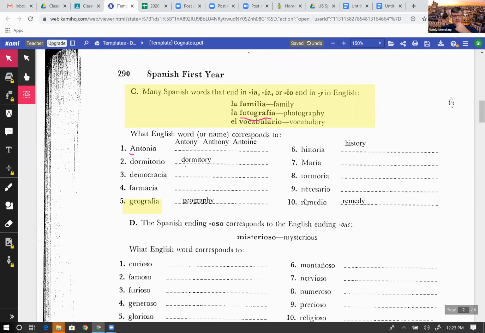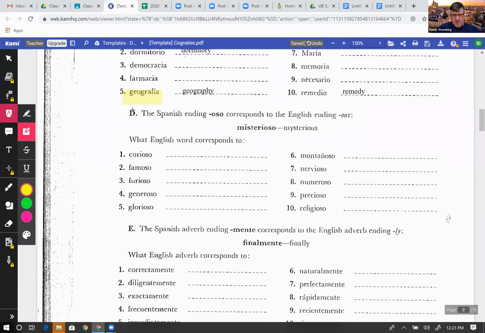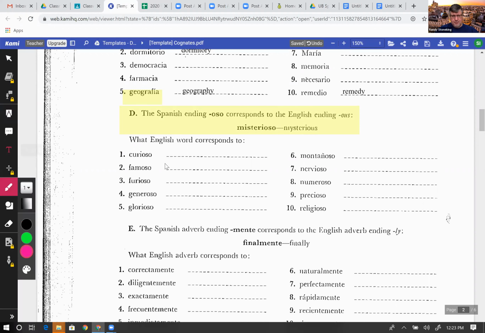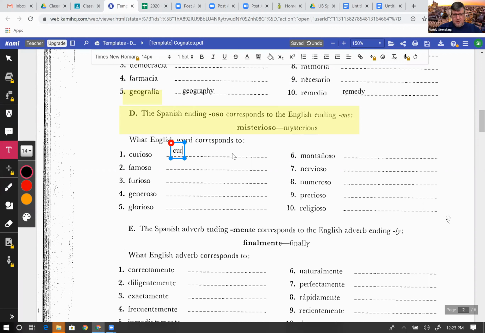Let's go down to part D. So here we go with the Spanish ending OSO, which is the same thing as in English OUS. And again, almost always, if you have an OUS word, it's going to be OSO. It might be OSA in Spanish. But let's look at the first one on the list. Curioso is the word. What do you think that would be? Curious. Piece of cake. Curious. So we take that OSO and we exchange it for OUS, and there you go.